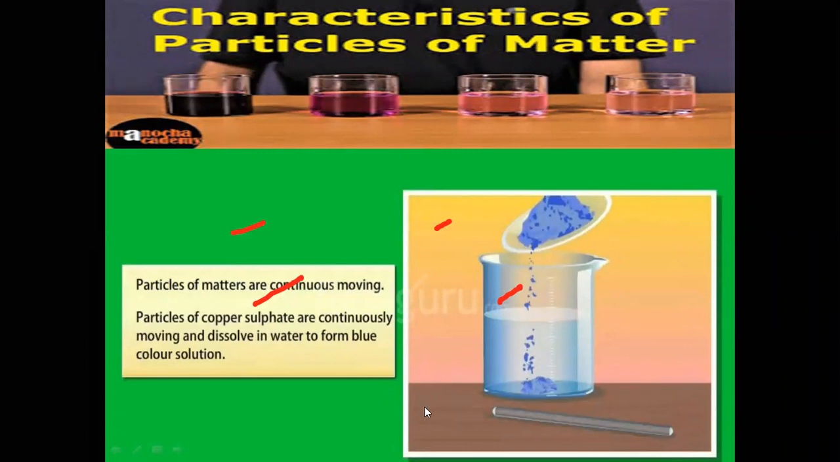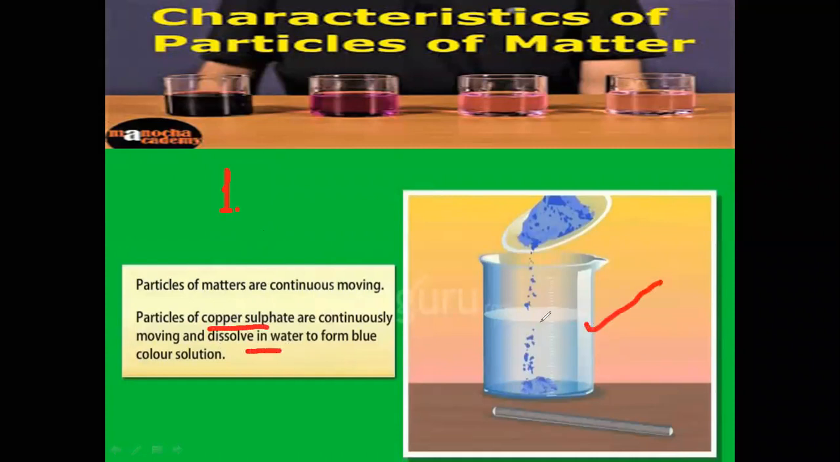Next is characteristics of matter. What are the characteristics of matter? The first one is that particles of matter are continuously moving. This is number one. Particles of matter are constantly moving. This can be proved by taking an example of copper sulfate thrown into water.